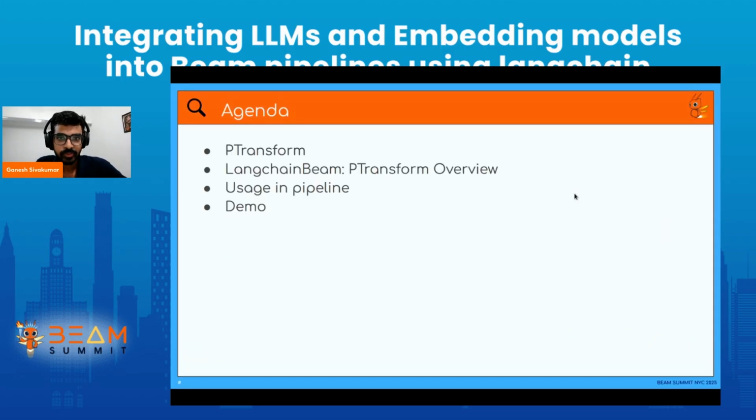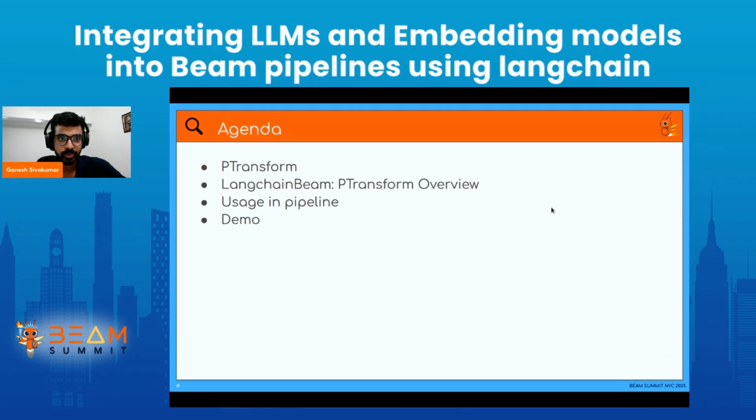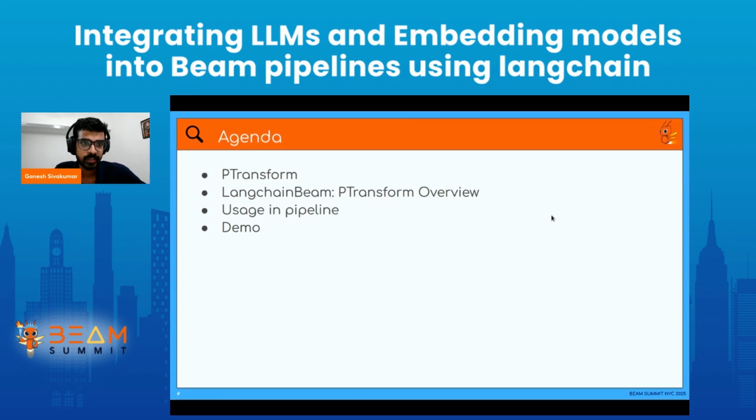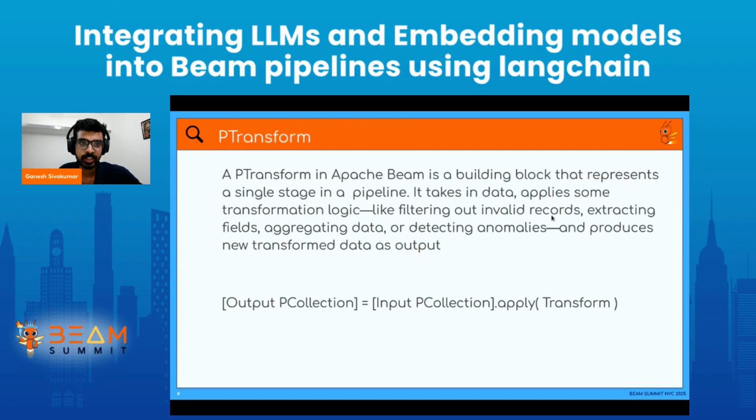So the agenda for this session: I'll start by giving an overview of what a Beam transform is and how Beam pipelines are executed in general. Then I'll introduce the Langchain-Beam library and its transforms, and how to use the transforms in the pipeline, and end the session with a demo of the pipeline.